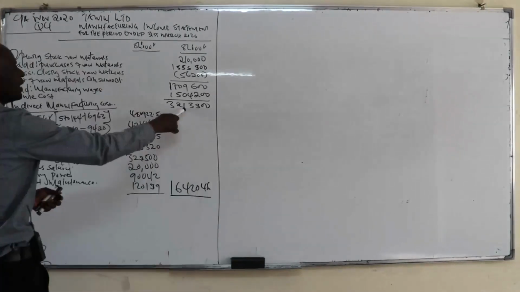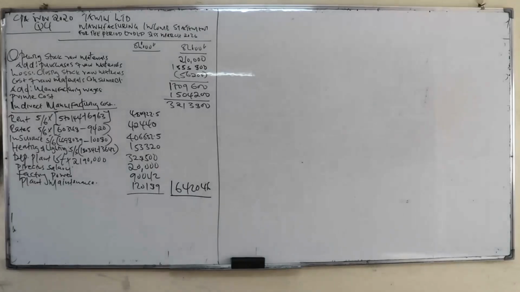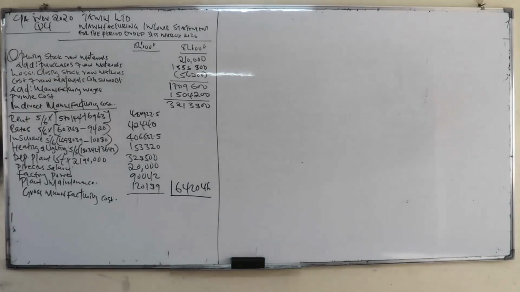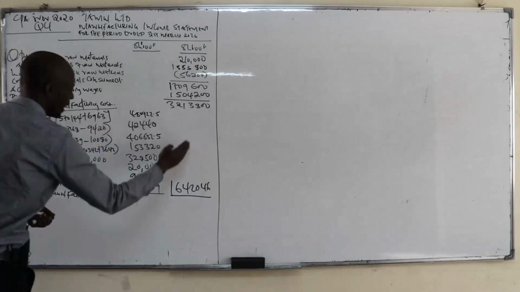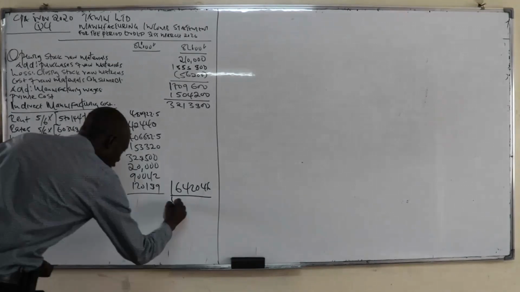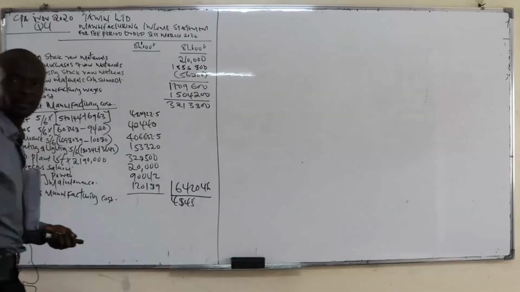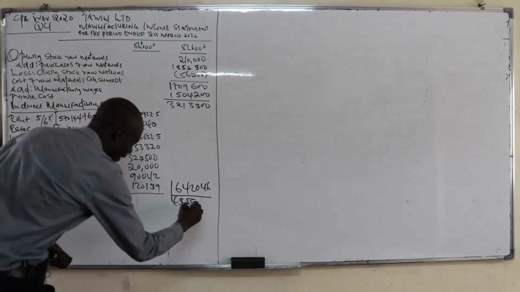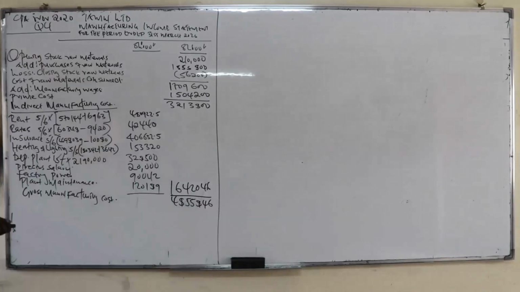So now you add this plus this. You get the gross manufacturing cost. Gross manufacturing cost. So you add this plus this. 4,845,846. So that is the gross manufacturing cost or production cost.